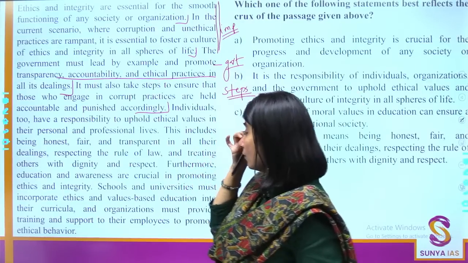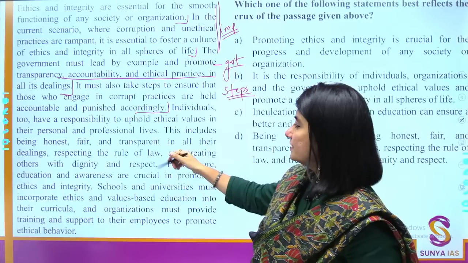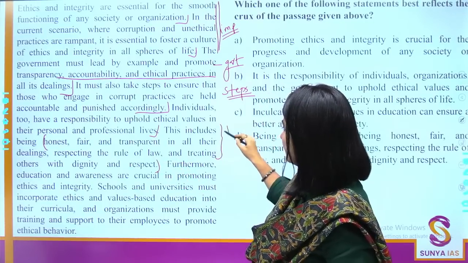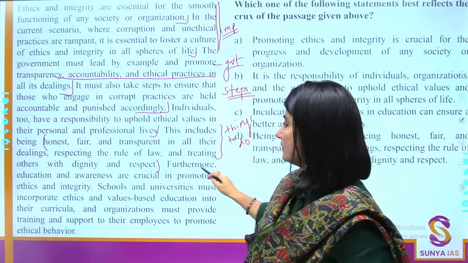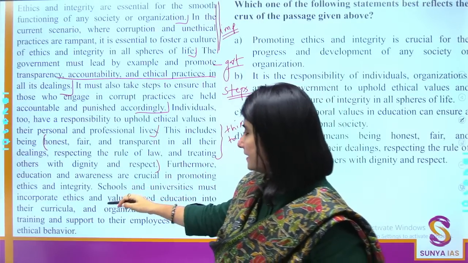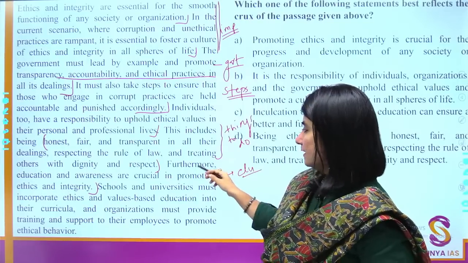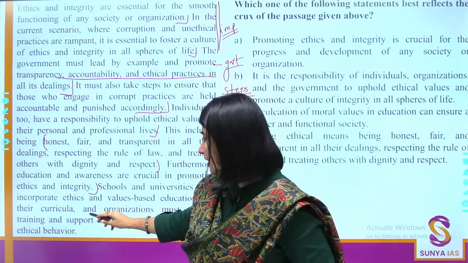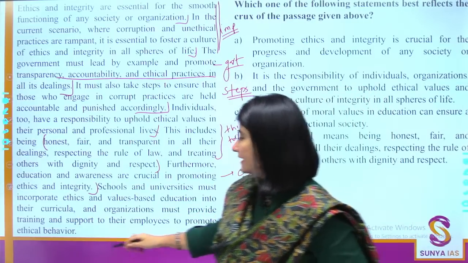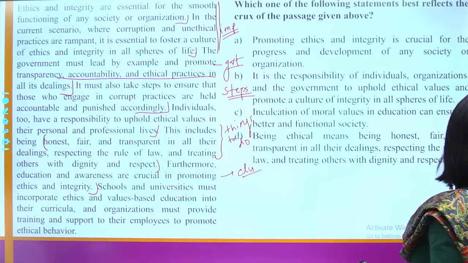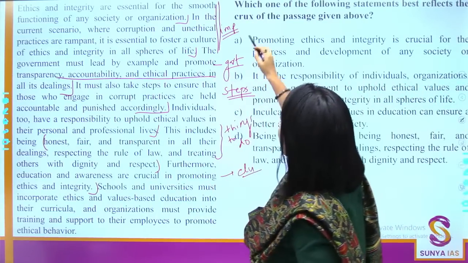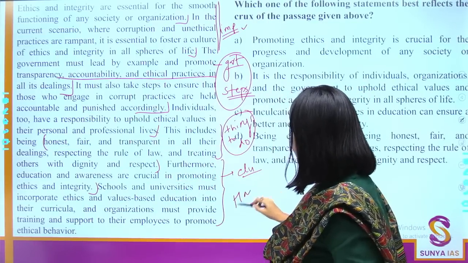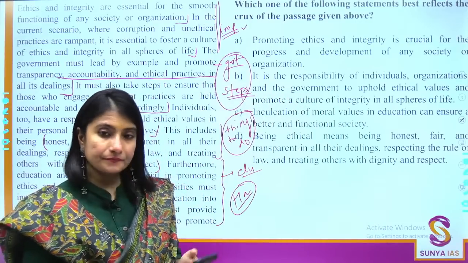Individuals too have a responsibility to uphold ethical values in their personal and professional lives. This includes being fair, honest, transparent in all their dealings, respecting the rule of law. So here we are talking about things to do. Furthermore, education and awareness are crucial in promoting ethics and integrity. Now, role of education. Schools or universities must incorporate ethics and values-based education into their curricula, and organizations must provide training and support to their employees to promote ethical behavior. So what's happening here? We are talking about involving a lot of stakeholders. We're talking about the importance, the steps government has taken, things we need to do ethically, and how to inculcate it in an individual. So now let's look at the options.